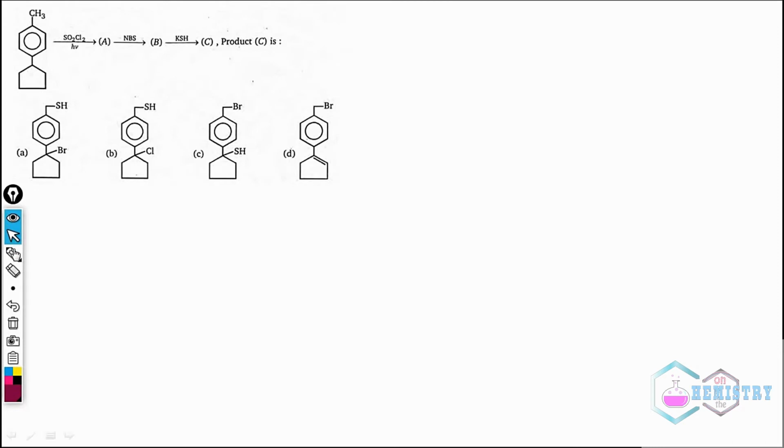Now this one is also very easy. As you can see, there are 3 reactions. One is with this, the second with NBS, and third with KSH. And the final product we have to find out.